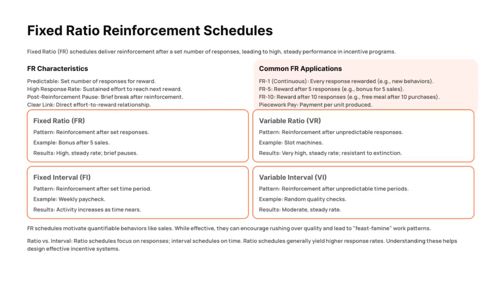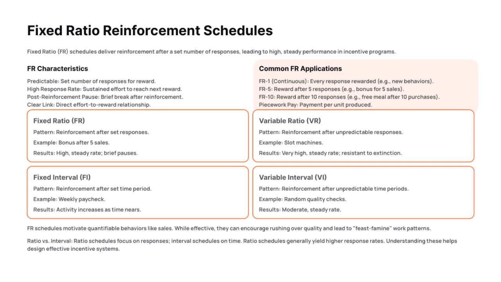Let's explore the difference between ratio and interval schedules. Ratio schedules focus on responses, meaning reinforcement depends on how many responses are made, while interval schedules are based on time intervals. Generally, ratio schedules tend to produce higher response rates because the reward is directly tied to effort. Understanding this distinction is key to designing effective incentive systems.